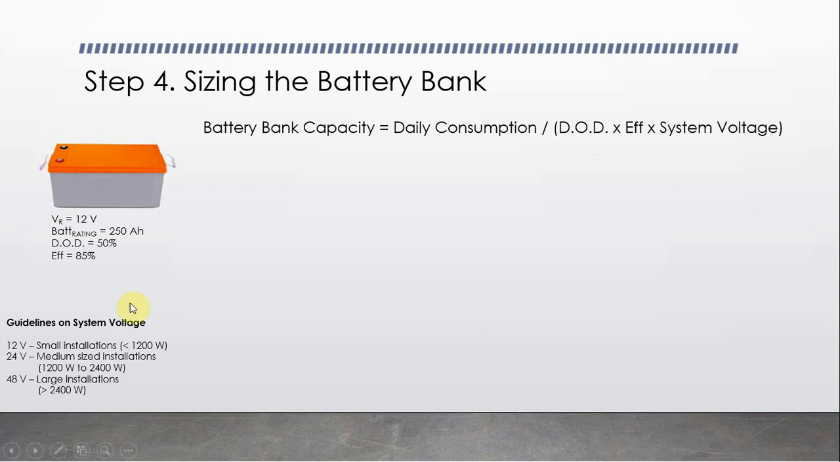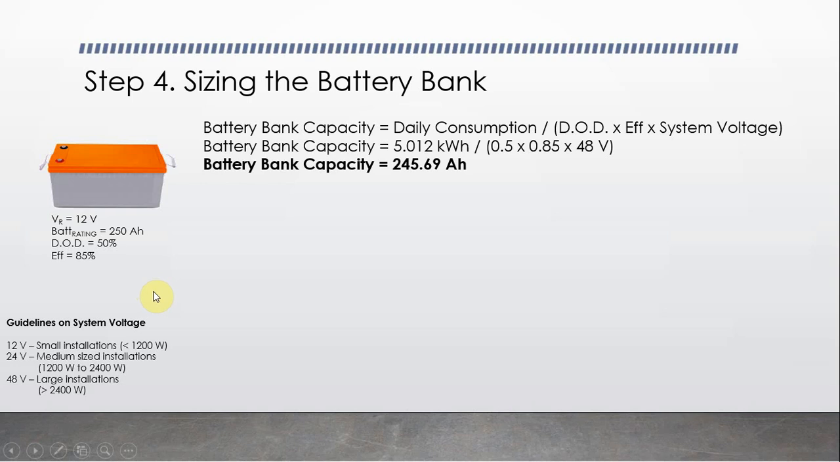As a guide, a 12-volt system is suitable for small installations, particularly 1200 watts and smaller. A 24-volt system is suitable for medium-sized installations between 1200 watts to 2400 watts, and the 48-volt system is mainly used for large installations such as 2400 watts and above.